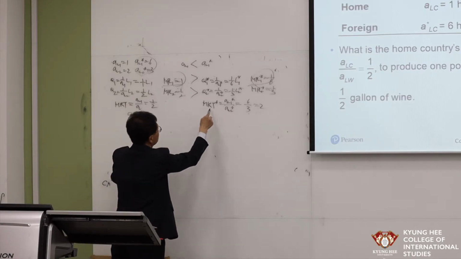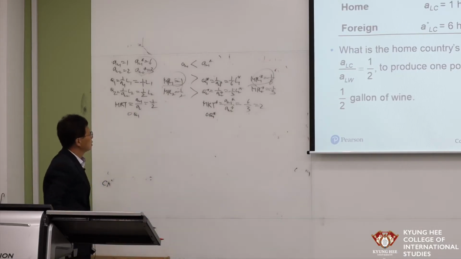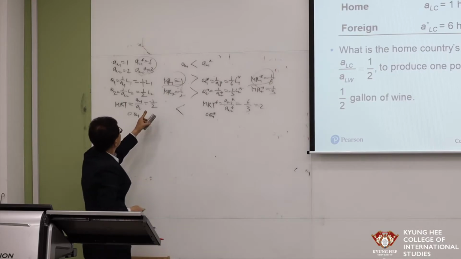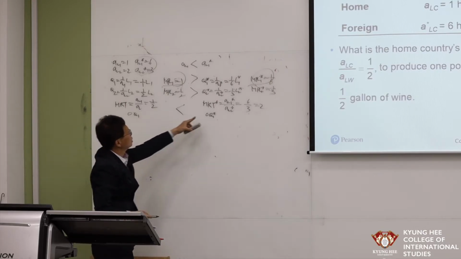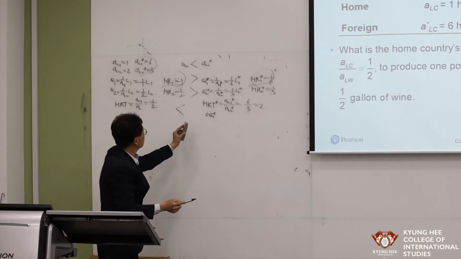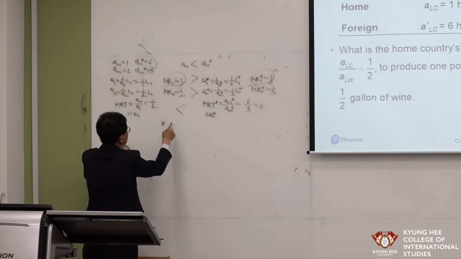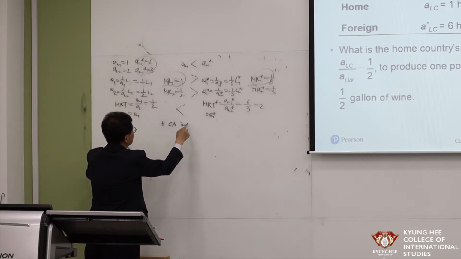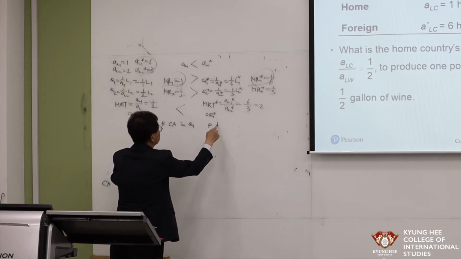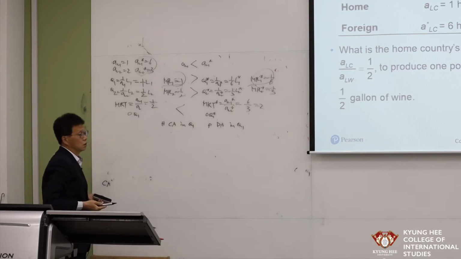And this is what MRT star is: the opportunity cost of Q1 star in terms of Q2 star in foreign. And we know MRT in home is lower than the opportunity cost of Q1 in foreign. Right? That means the home country has comparative advantage in Q1 production. The foreign country has comparative disadvantage in Q1 production.